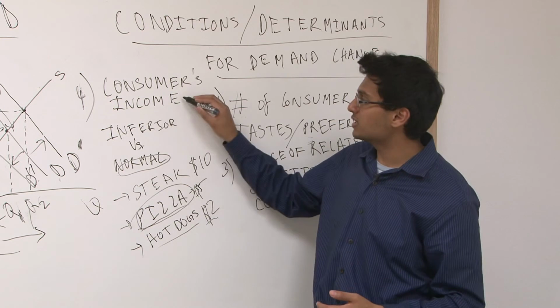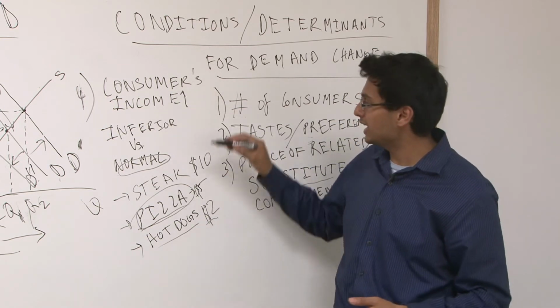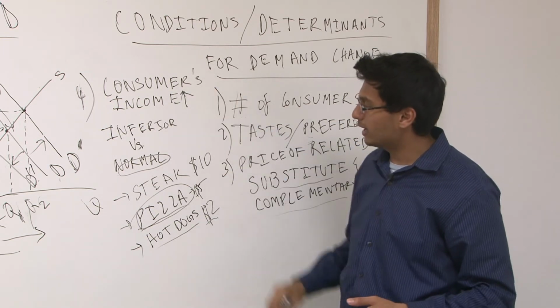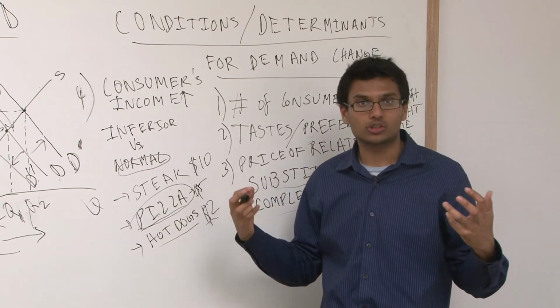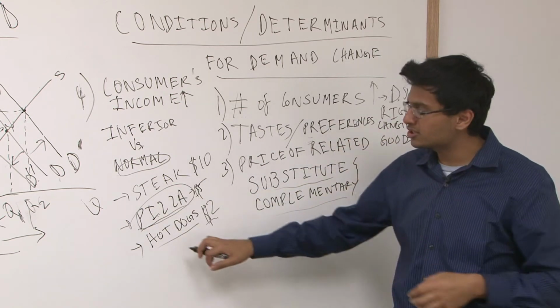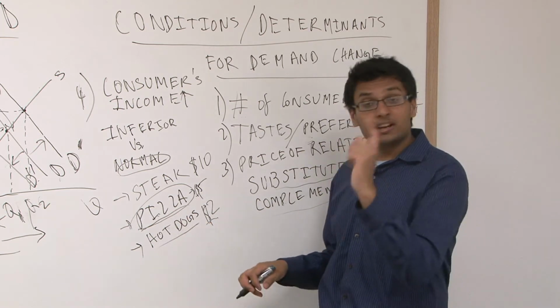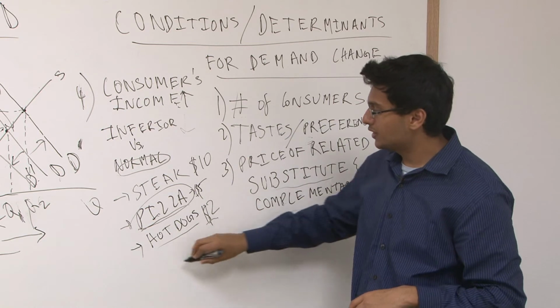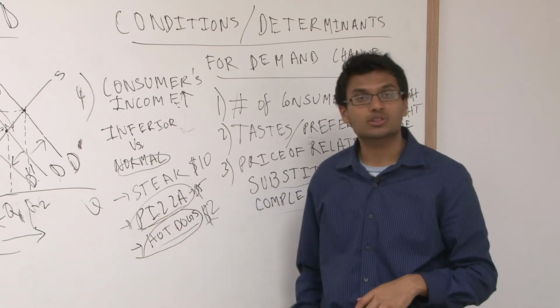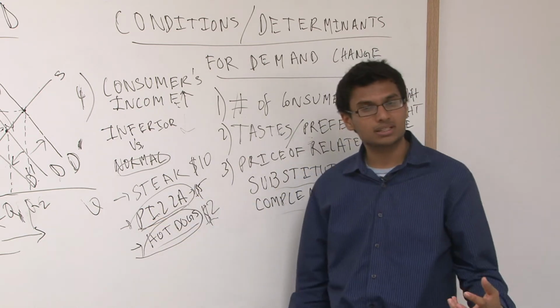So if my consumer's income increases, people are going to consume more of pizza or steak, which is luxurious, but they're going to consume less of these hot dogs. But if my consumer's income goes down, they're going to consume more of the inferior good, hot dogs, because it's cheaper. Does that make sense?